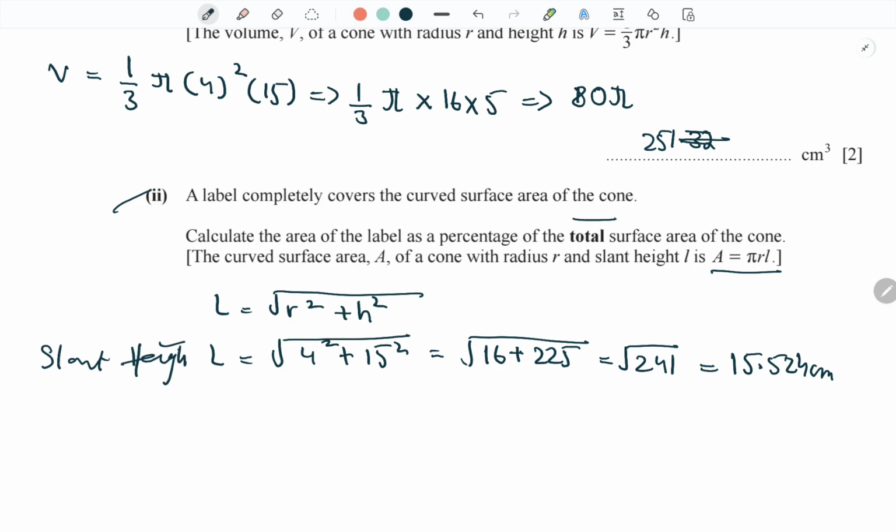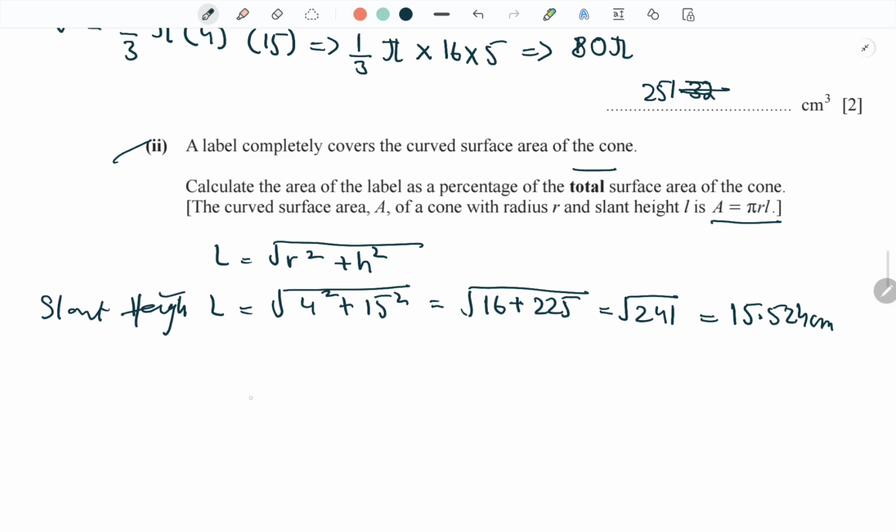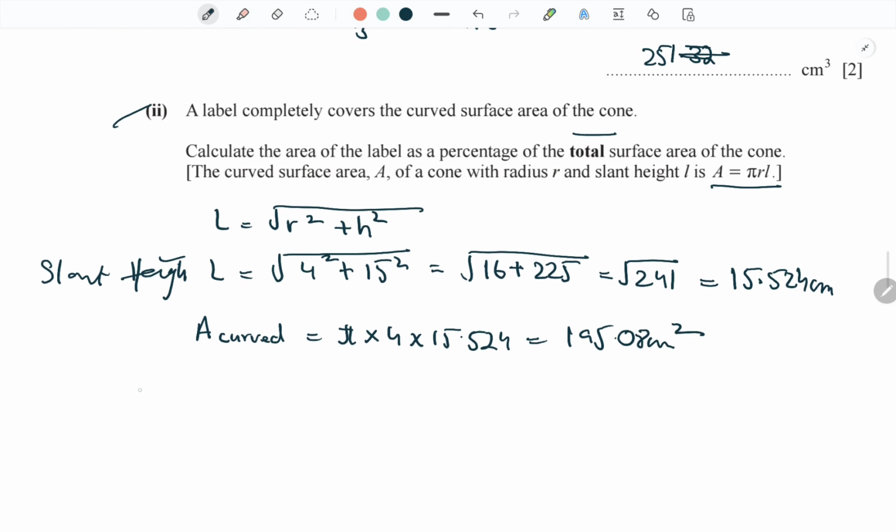Now we calculate the curved surface area. The curved area equals pi times radius times L, where you substitute 15.524 for L. When I substitute this, we get 195.08 centimeters squared.